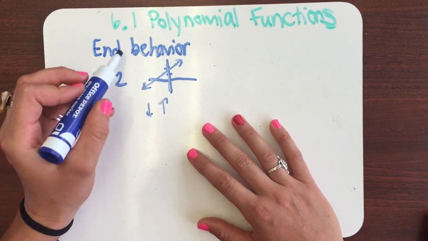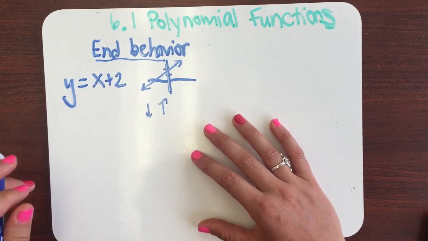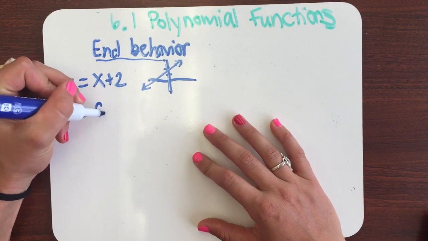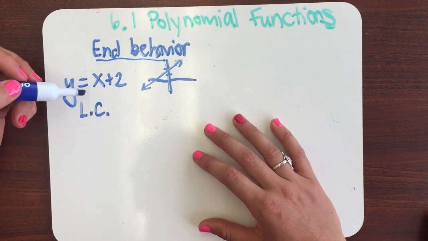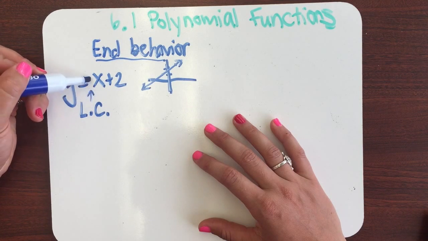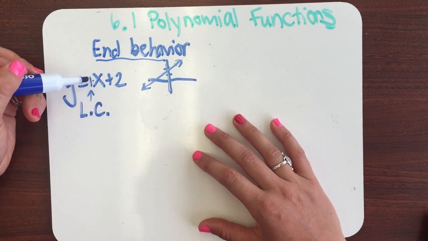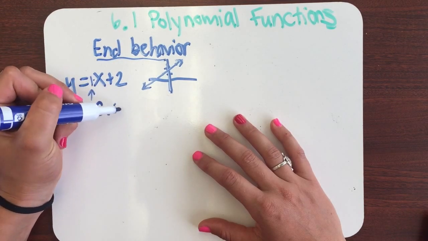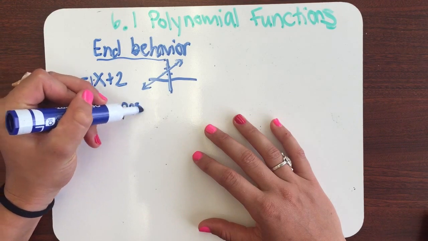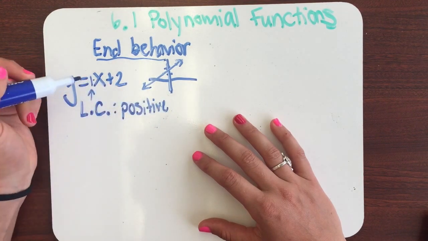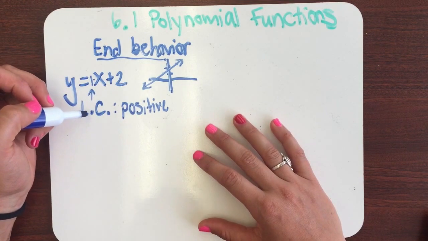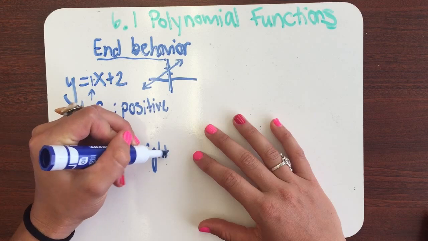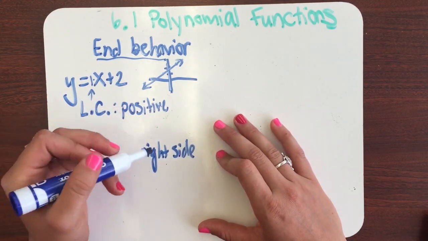So we're going to look at just finding the end behavior for polynomials. So for this one here, we first look at the leading coefficient, LC meaning leading coefficient. And the leading coefficient is the number in front of your variable with the highest degree. And you look to see, is it positive or negative? And for this one, since it's a 1, it's positive. So when the leading coefficient is positive, the right side will always go up.